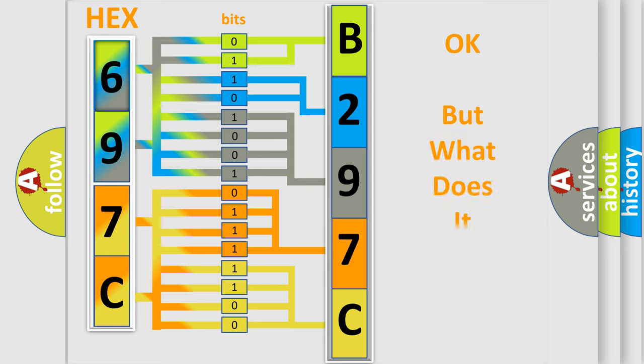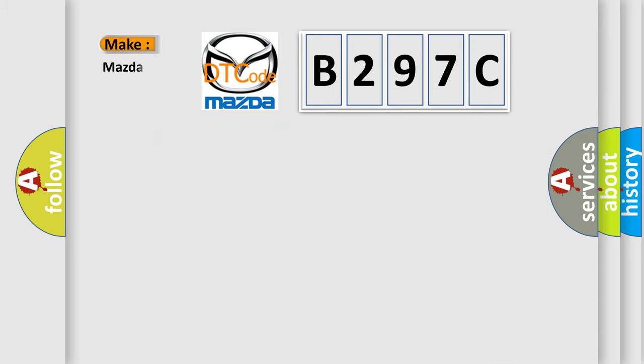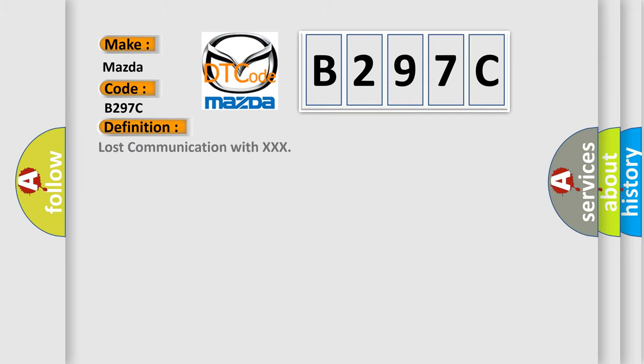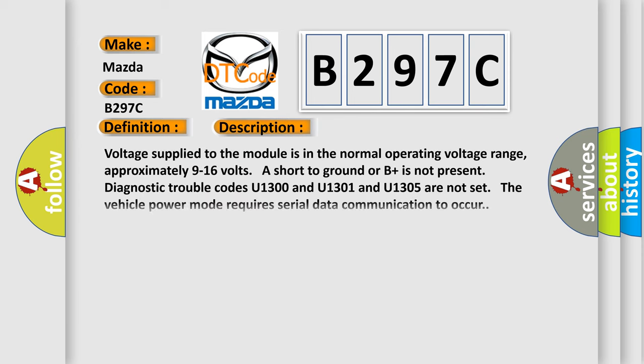The number itself does not make sense to us if we cannot assign information to what it actually expresses. So, what does the diagnostic trouble code B297C specifically mean for Mazda vehicles? The basic definition is lost communication with XXX. And now this is a short description of this DTC code.